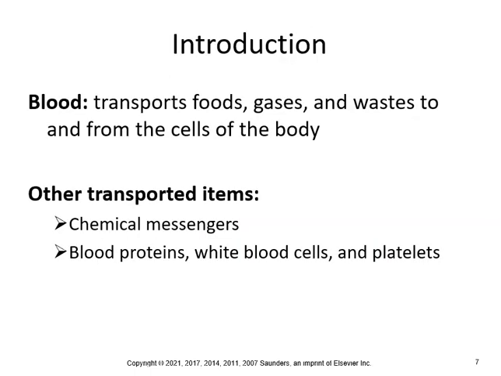All right, so blood itself, what does it do? It transports foods, gases, and waste to and from the cells of the body. Other transport items are chemical messengers such as hormones, and blood proteins, white blood cells, and platelets.